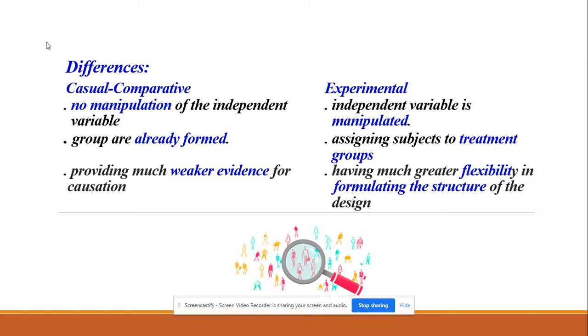Let's look at the experimental research. In experimental research, a researcher can manipulate the independent variable, and the researcher has to assign subjects to the treatment group, and it seems they have much greater flexibility in formulating the structure of the design, because experimental studies are often created after observing findings from causal comparative studies. So that is the reason for the last part, the differences between these two research designs.